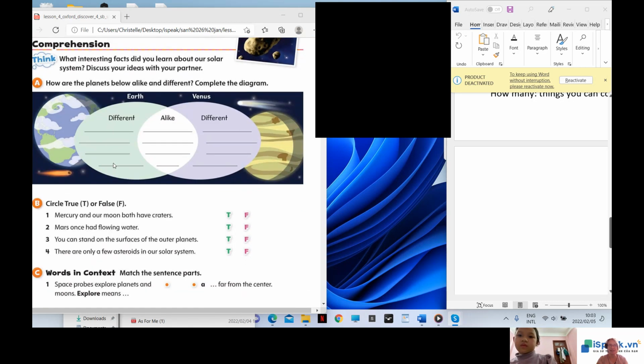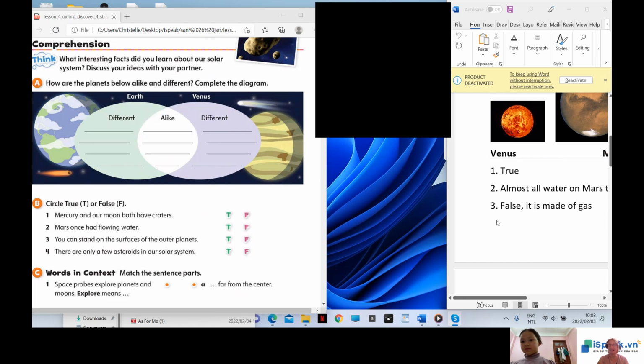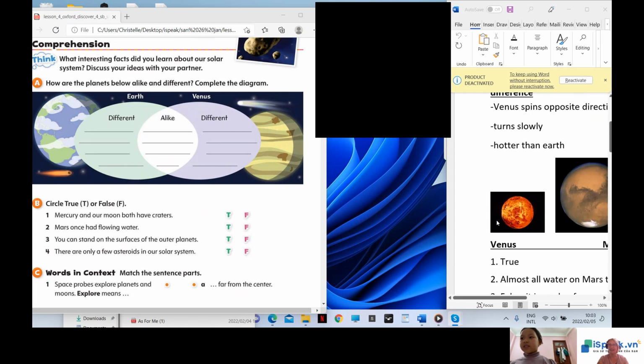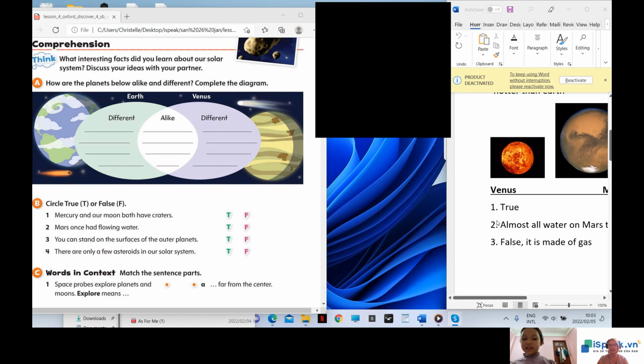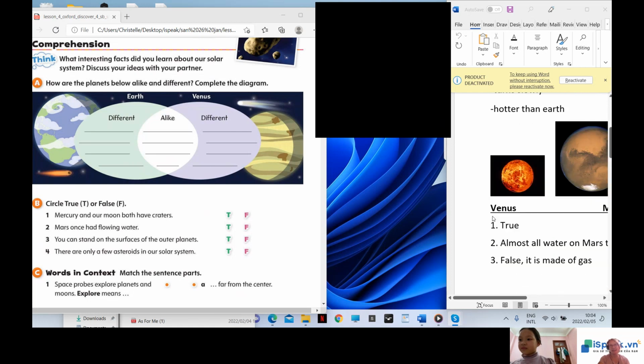This is the A section. Venus and Earth. How do you think Venus and Earth are alike? The Venus and Earth are the same size. The same size. Let's see if you are correct. Oh, you are so clever. What else? Since they are the same size, they may have the same weight. Very good. Well done. They are the same weight and same height. And what else?